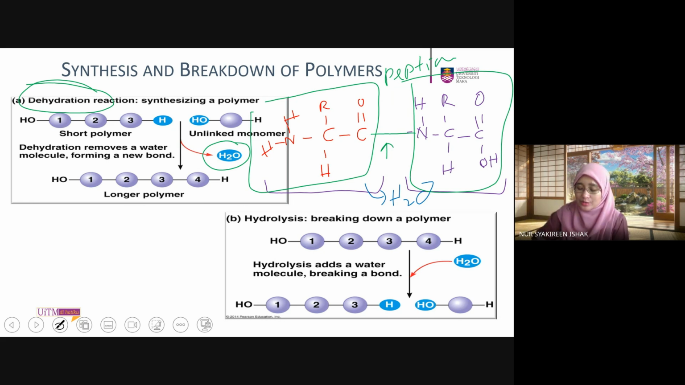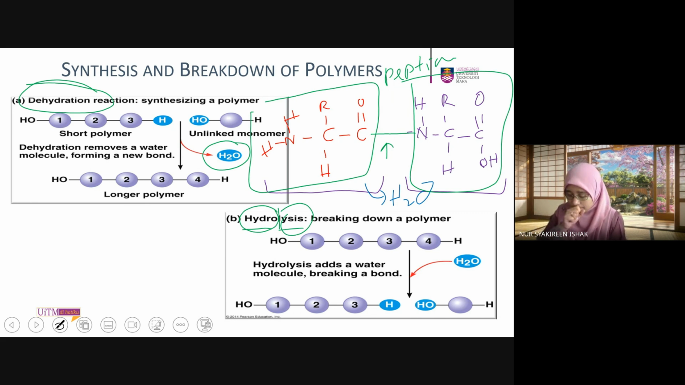The next one is when you have a polymer and you want to separate the monomers from the polymer. In order to separate the monomers, you need to break bond, and the reaction requires water molecule. So the next reaction is hydrolysis. Hydrolysis, the reaction involves water molecule to break bond. Hydro is water, lysis is to break bond.